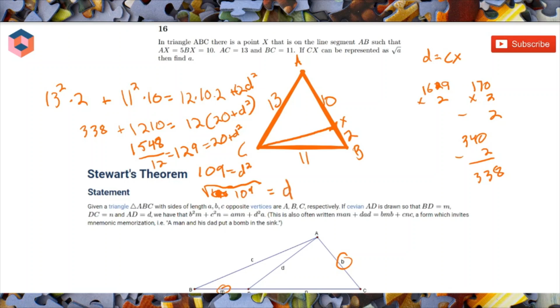So would our answer be square root of 109? No. We have to make sure that we reread the problem before we do anything else. It's asking us for this expression inside the square root, which is a. So our answer is just 109. Let's move on to the next problem.